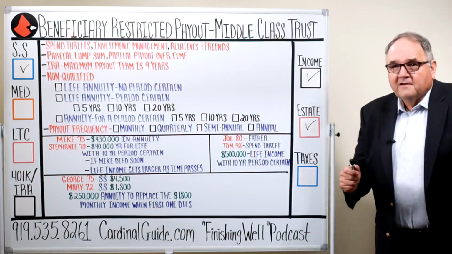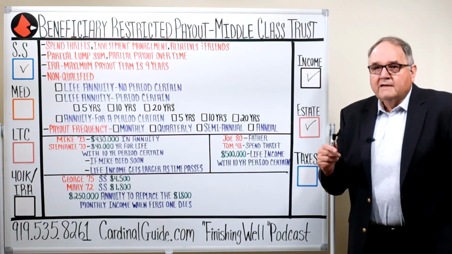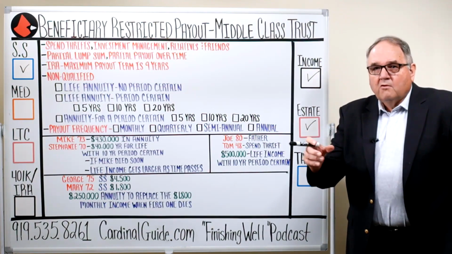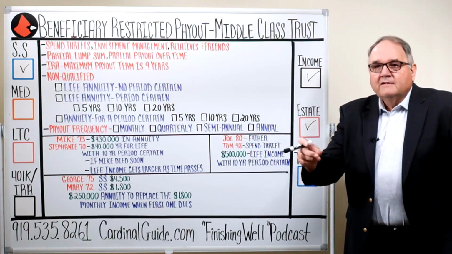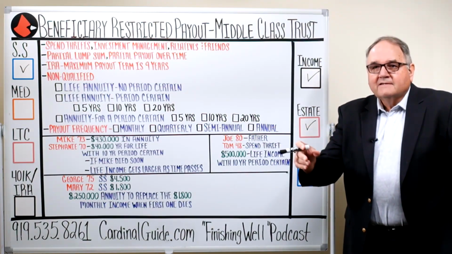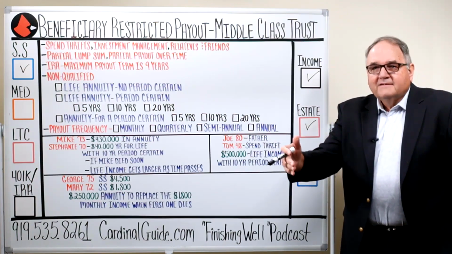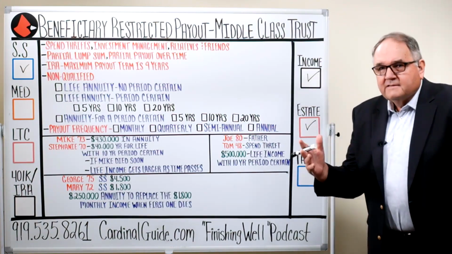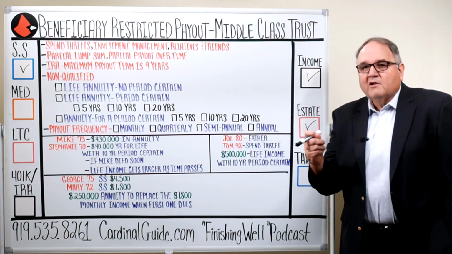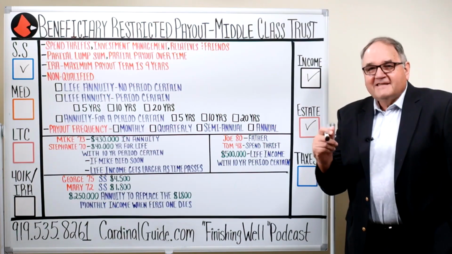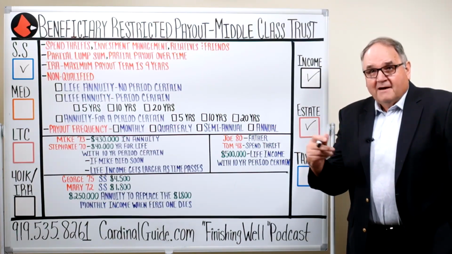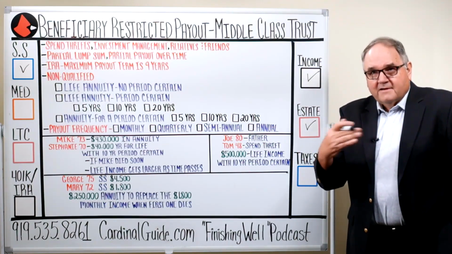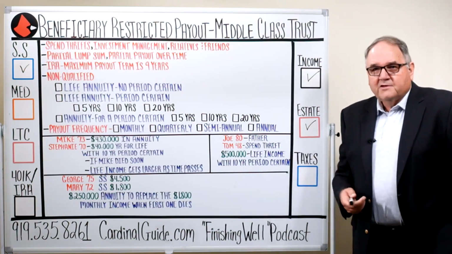So today's cardinal lesson, we're going to show you a way that you can control the payout of your assets beyond your lifetime. So a beneficiary restricted payout, and this is many times referred to as the middle class trust because it's easy and it's inexpensive. Now I want to put it to Tom to talk about why we're doing this show today.